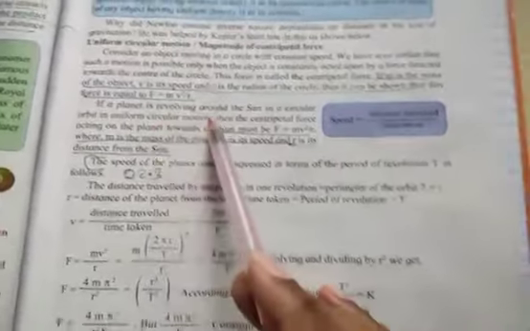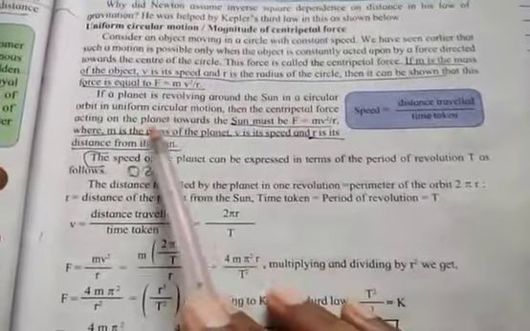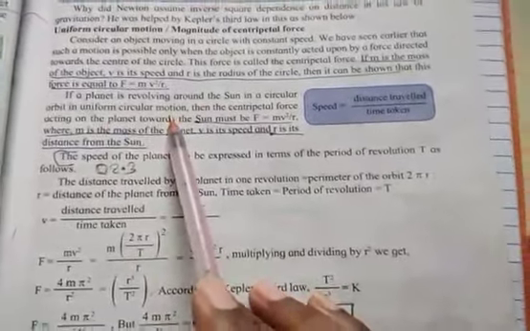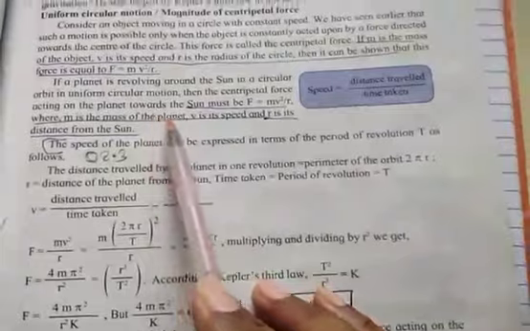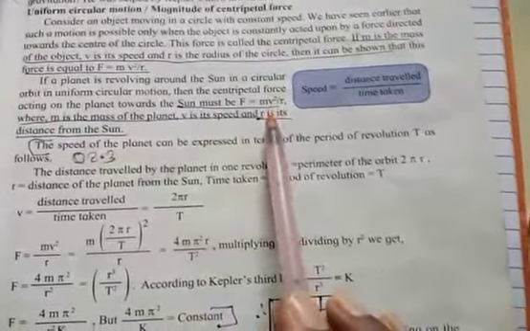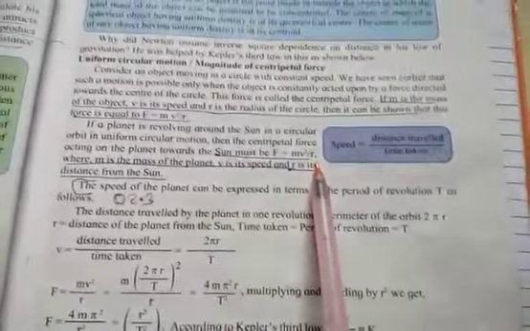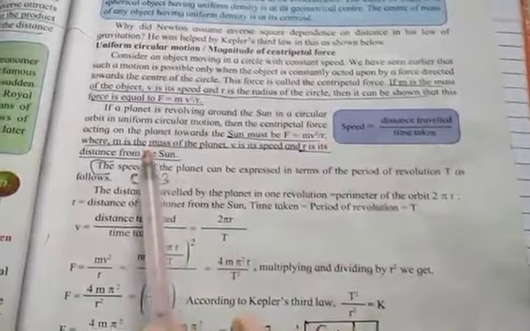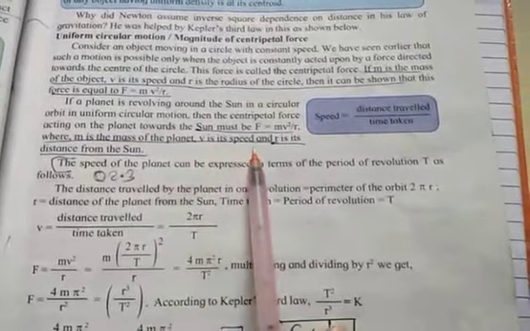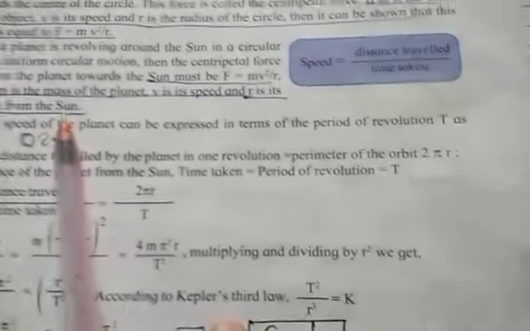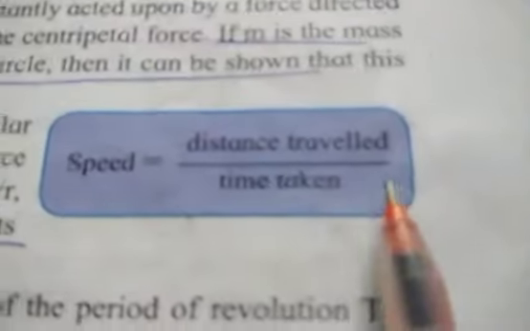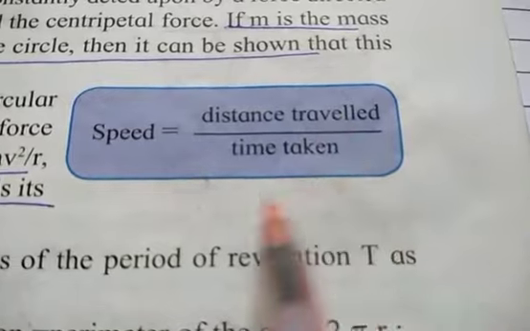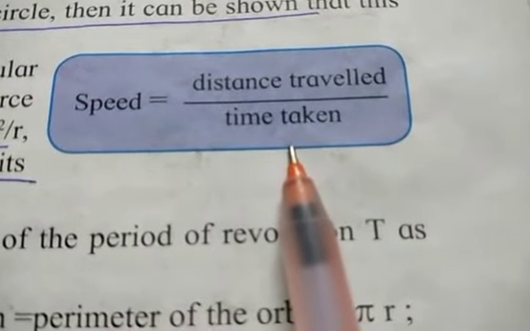If the planet is revolving around the sun in a circular orbit in uniform circular motion, then the centripetal force acting on the planet towards the sun must be F is equal to mv square upon r. Here m is the mass, v is the speed, and r is the distance from the sun. Speed is equal to distance traveled per unit time taken.